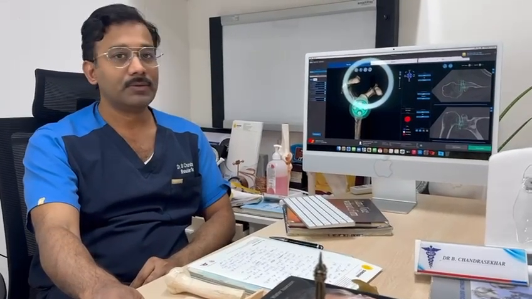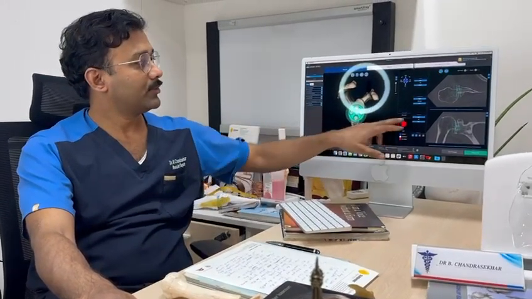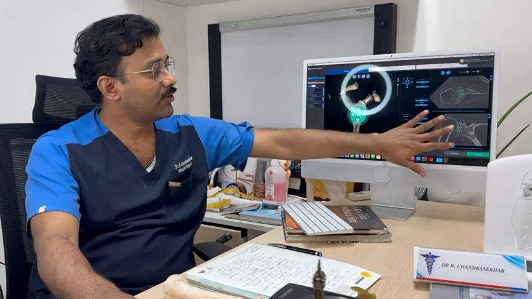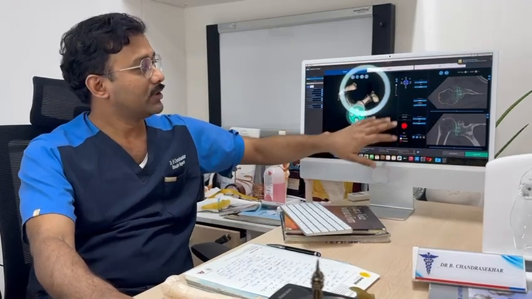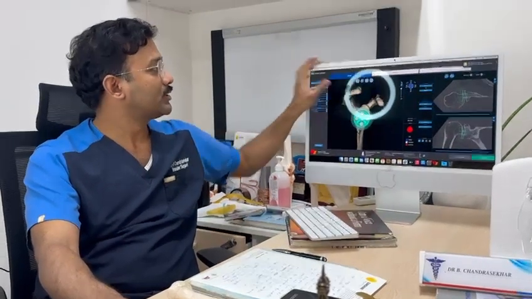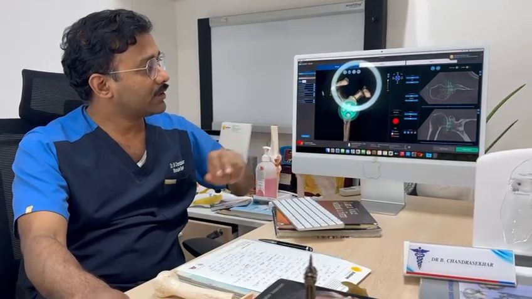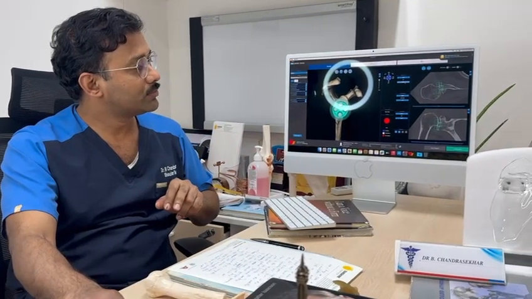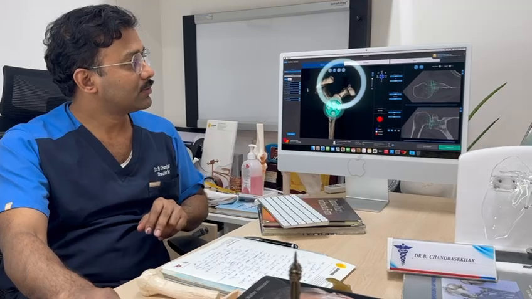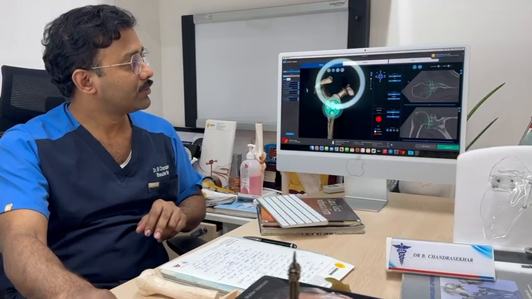Now, if you watch carefully here, this is a CT scan of the patient. I have uploaded the CT scan into this computer, and this is based on this blueprint technology. Now, on this CT scan, I can choose where to place my new joint.